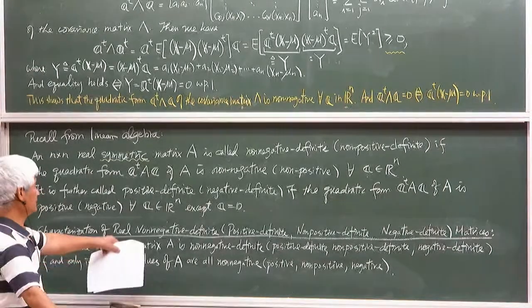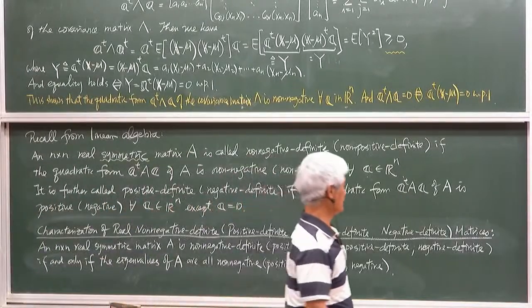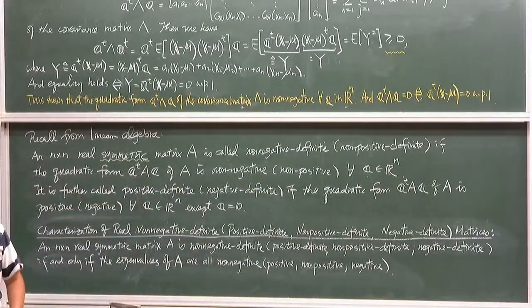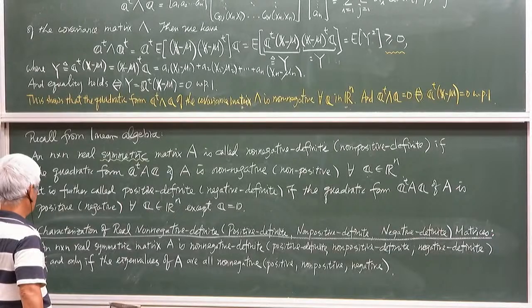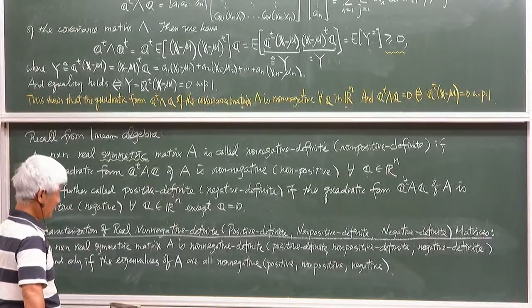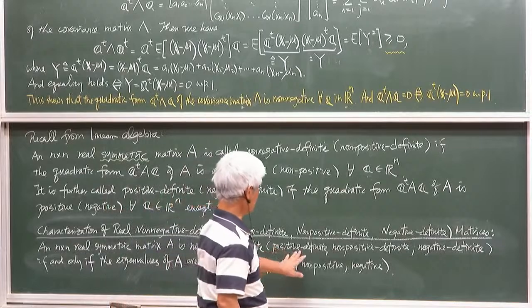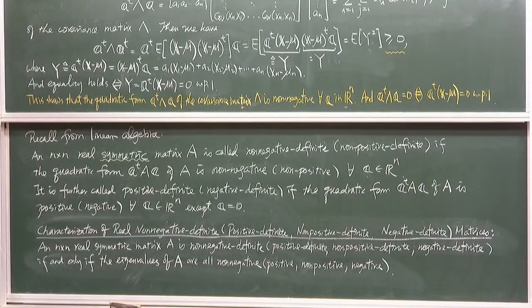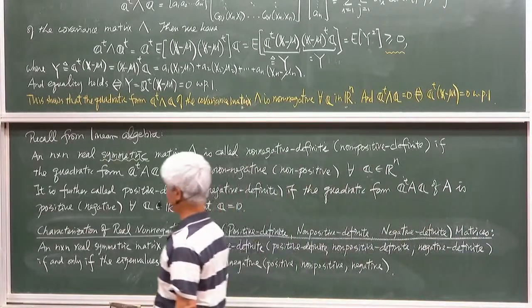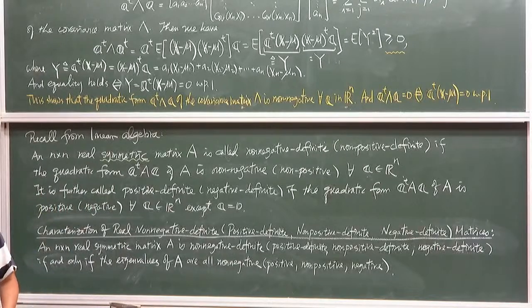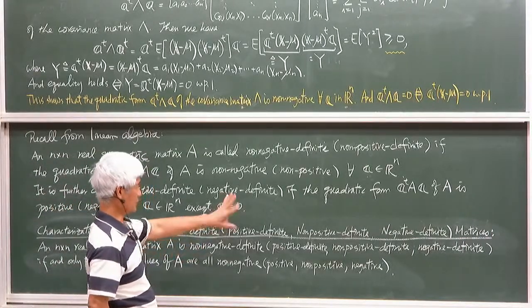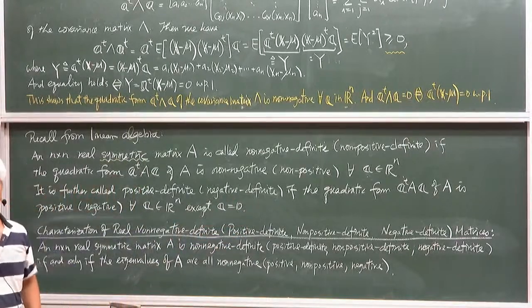All right, so we can actually characterize a real symmetric matrix to be non-negative definite or positive definite or non-positive definite or negative definite in terms of its eigenvalues. Okay, its eigenvalues. So that is a very simple characterization of non-negative definite or the other three kinds of definite matrices.